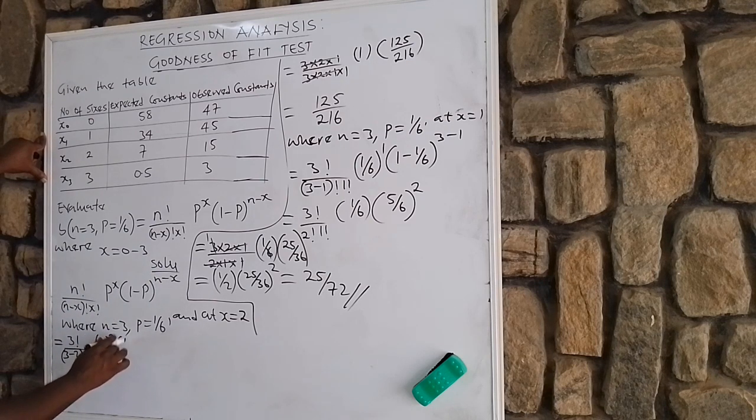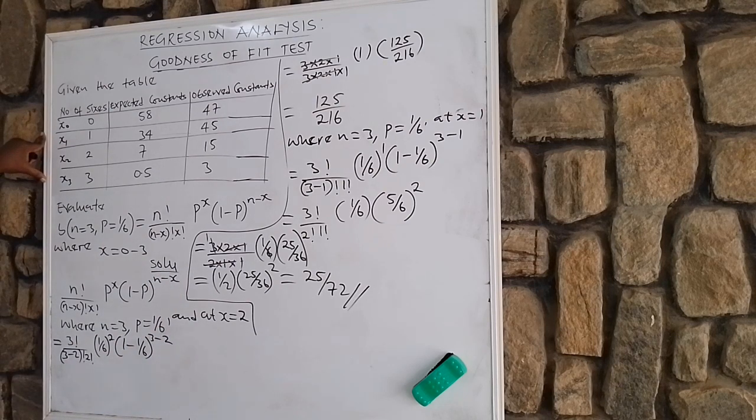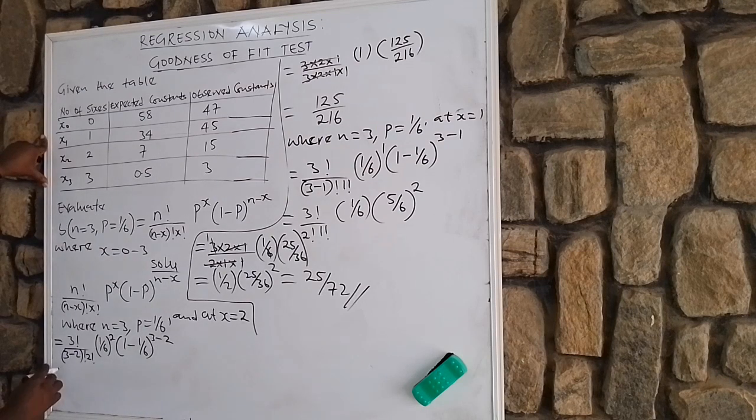Then open bracket 1 minus 1 all over 6, then close bracket, 3 minus 2, because your x is what? 2. So far so good. This will now give us 3 factorial all over 3 minus 2 is 1 factorial times 2 factorial.